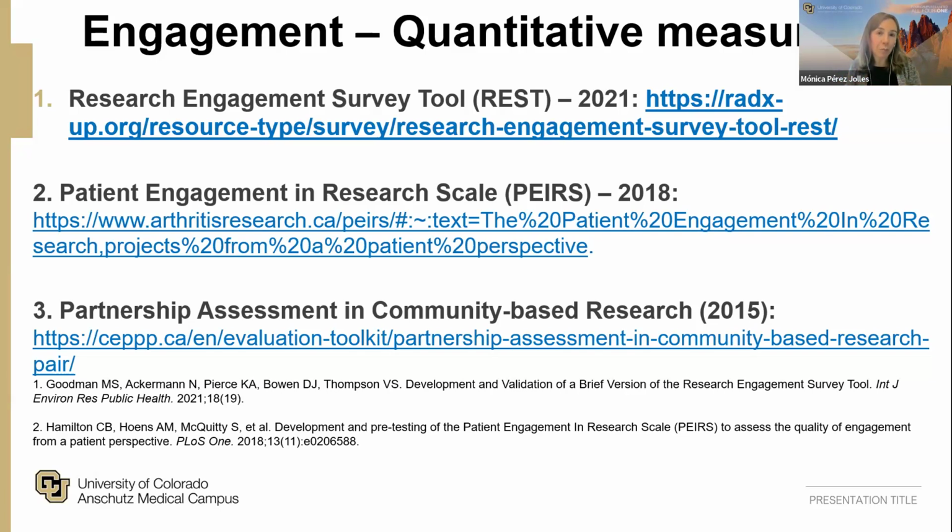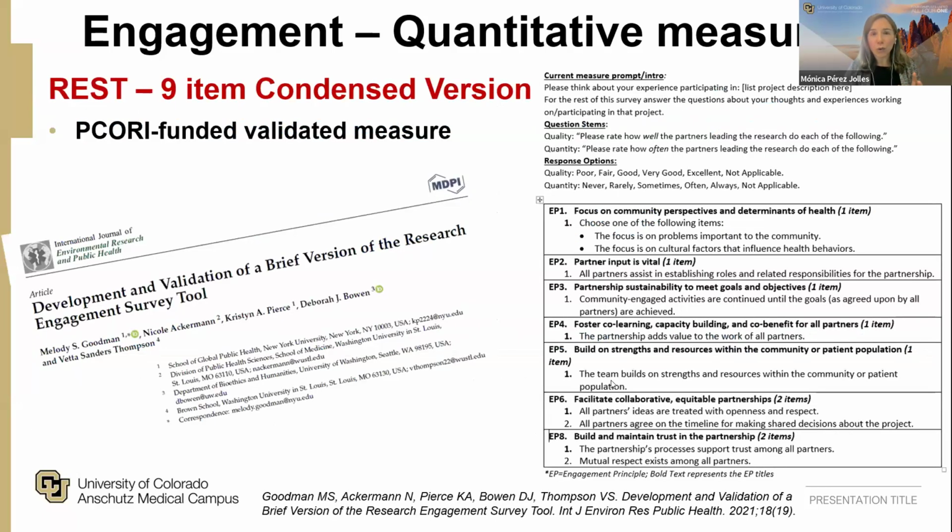Hence the need to have additional ways of knowing that do not rely so much on our own researcher perspective and reporting. Here are 3 validated measures. 1 and 2 are validated ones that you might find very helpful. Number 1, the REST measure, is funded by PCORI. It used to be longer. They recently published a 9-item scale that is short.